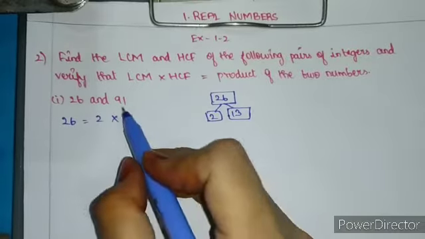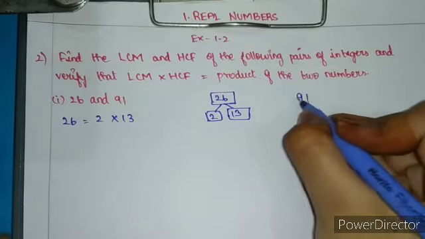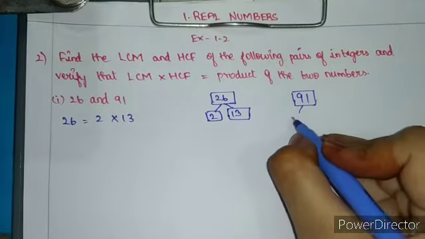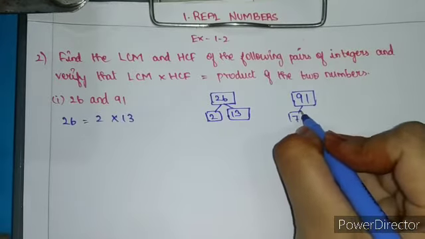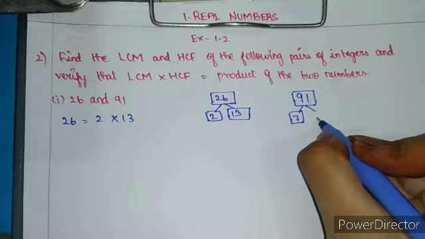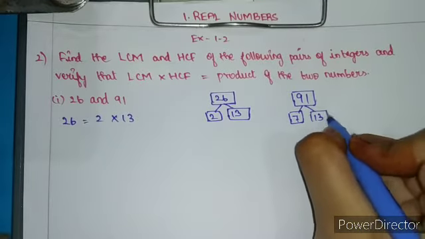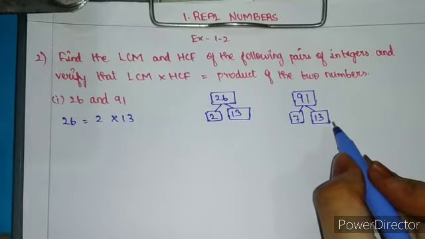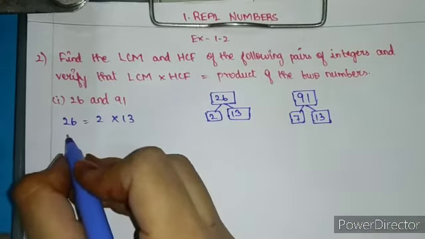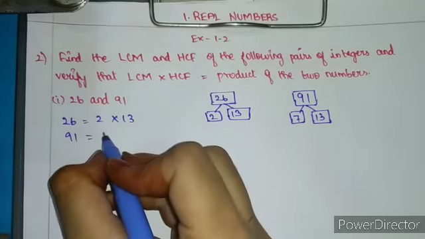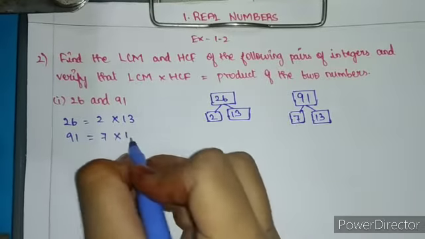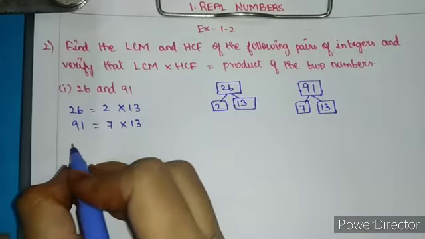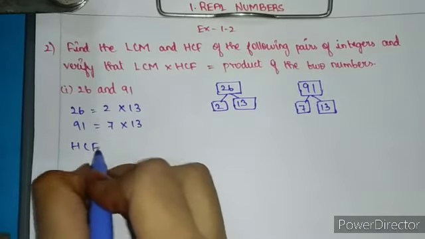So next for 91. See here, for 91, 7 into 13 is 91. Since 7 and 13 are prime numbers, we can't factorize further. So we can write 91 as 7 into 13. So once we got the factors of the numbers, we can easily find the HCF and LCM.